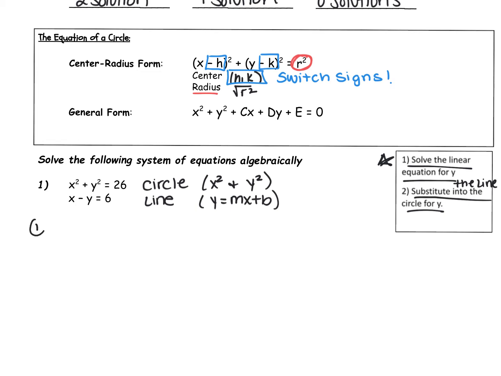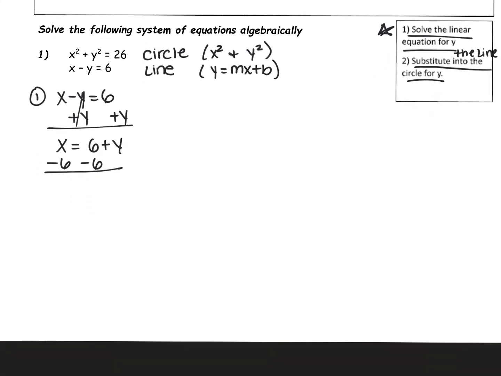So step one, solve the line x minus y equals 6. So since my y isn't positive, I think I'm going to move my y to the other side. So we've got x equals 6 plus y, and I need to get y by itself, so I'm going to minus 6. So I've got y equals, I'm just switching the side, x minus 6.